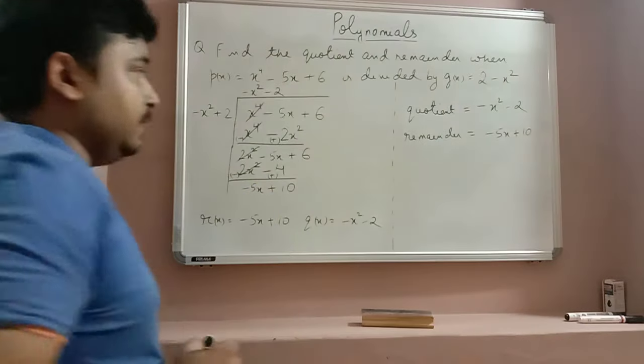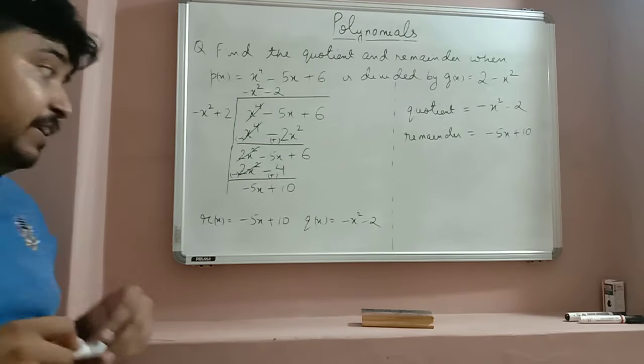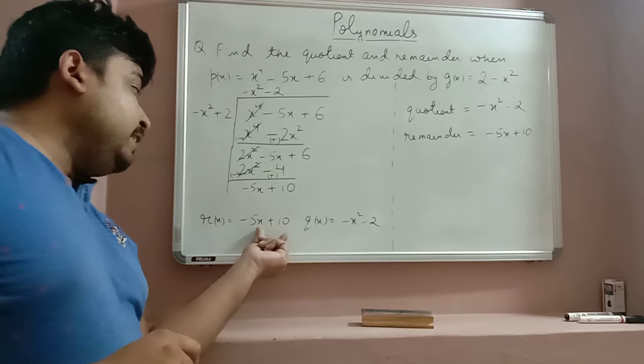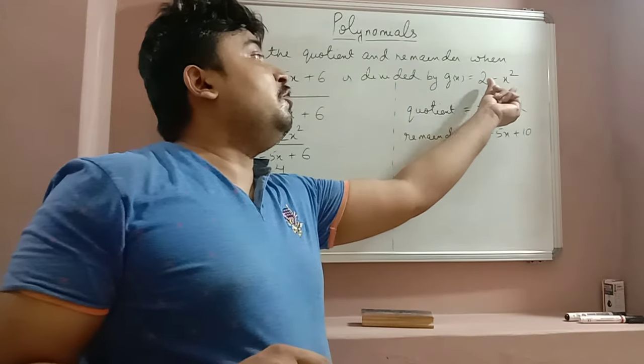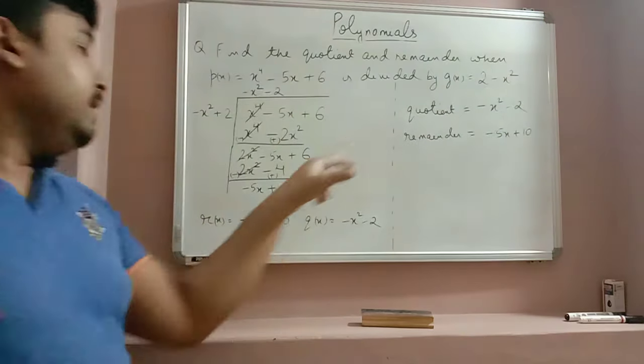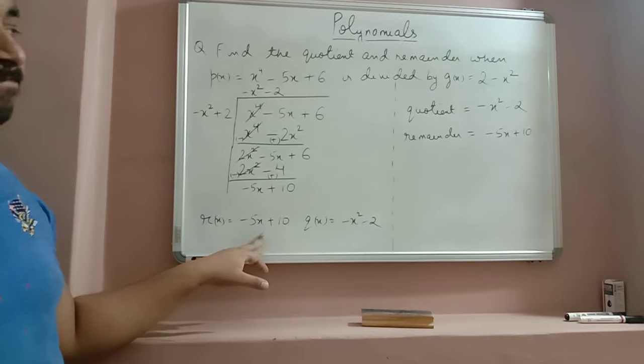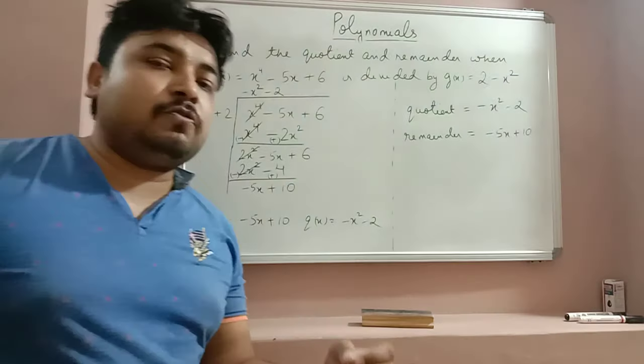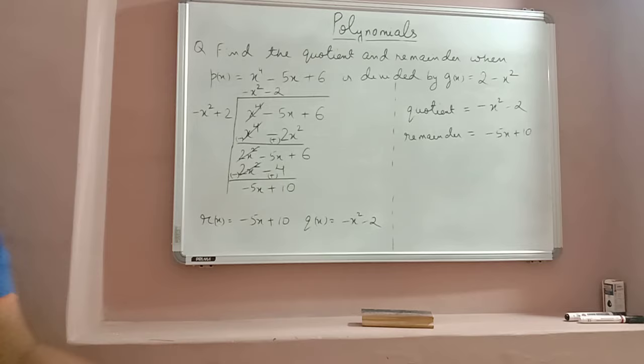Now again we can see here the degree of the remainder is less than the degree of g of x. G of x degree is 2 and the remainder degree is 1. So that condition is always followed. Alright, you may note down.